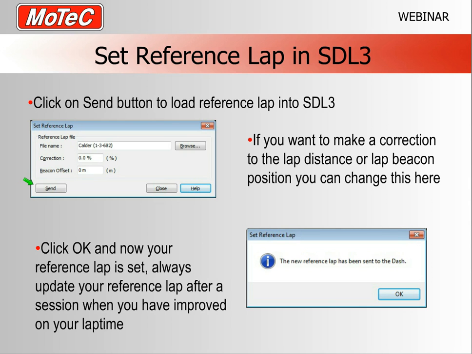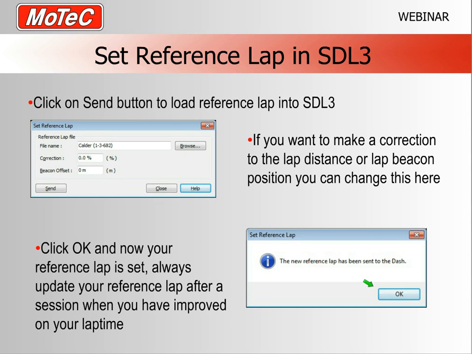Once you have selected the lap, you need to actually click the Send button on the bottom left corner of the box. If you were just to click Close, you haven't actually done anything. You've selected, but you haven't actually pushed the reference lap into the dash itself. When you click Send, a box will appear as it forces the information into the dash, and at the end of it will say it has sent the reference lap, and you just click OK to close everything.